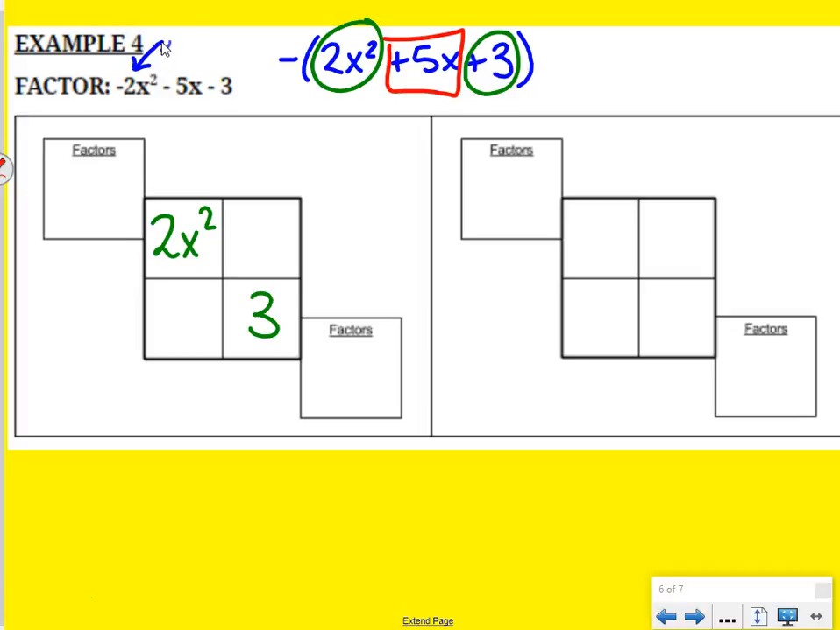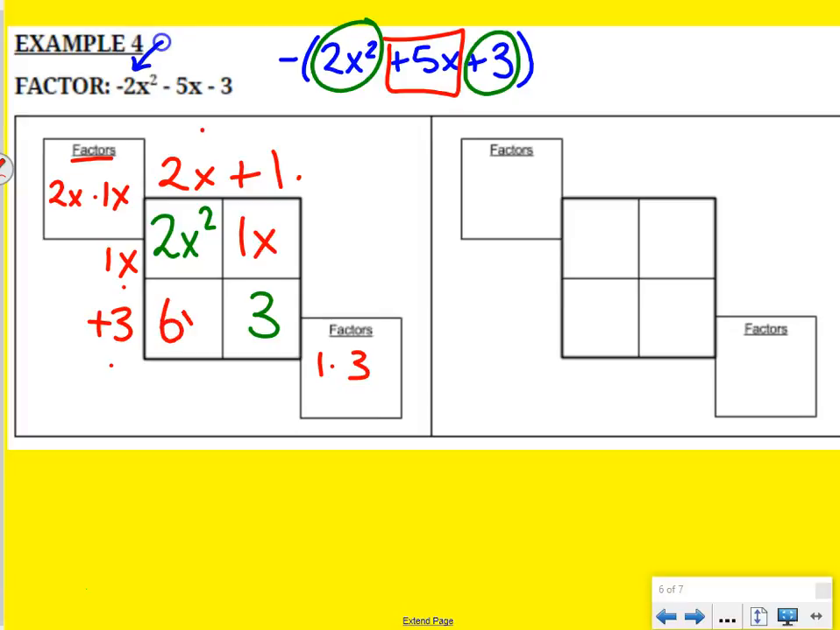So factors of 2x squared would be 2x times 1x. Factors of 3 would be 1 times 3. So let's just try out a combination. We can do 2x and 1x. And then let's put plus 1 next to 2x and plus 3 next to 1x. 1x times 1 is 1x. 2x times 3 is 6x. Add up that diagonal, we get 7x. We're looking for 5x, so that's not going to work.